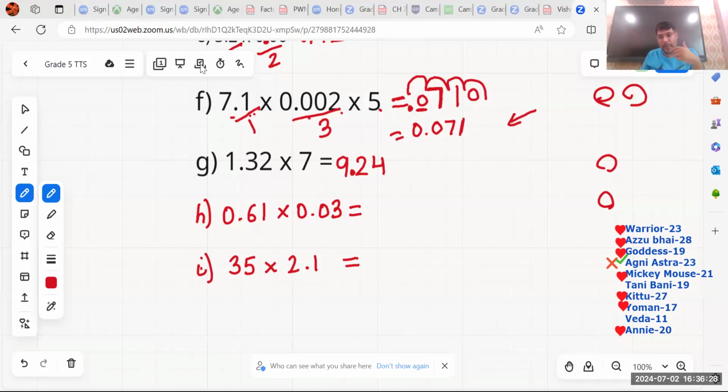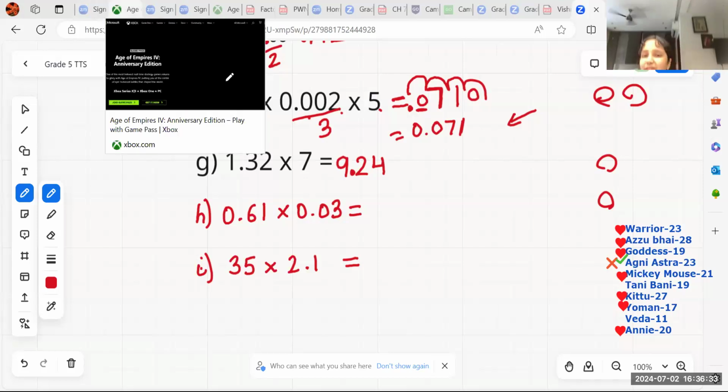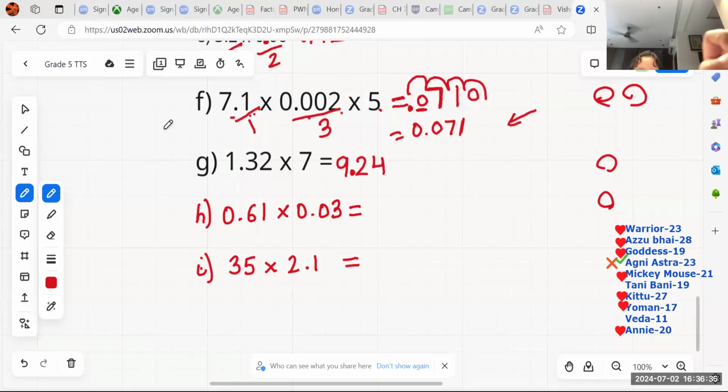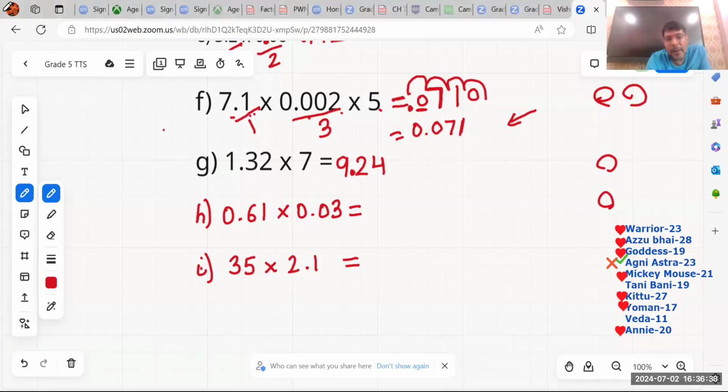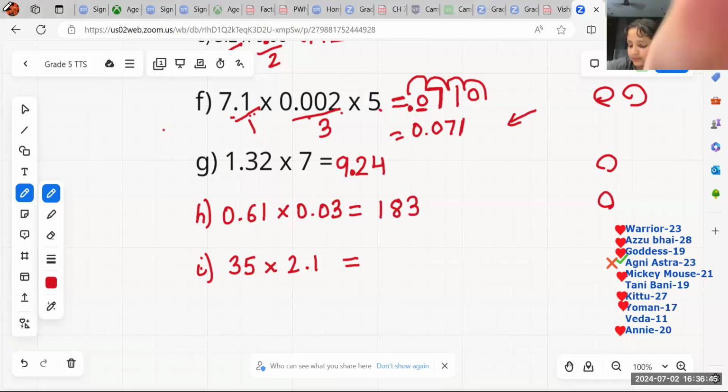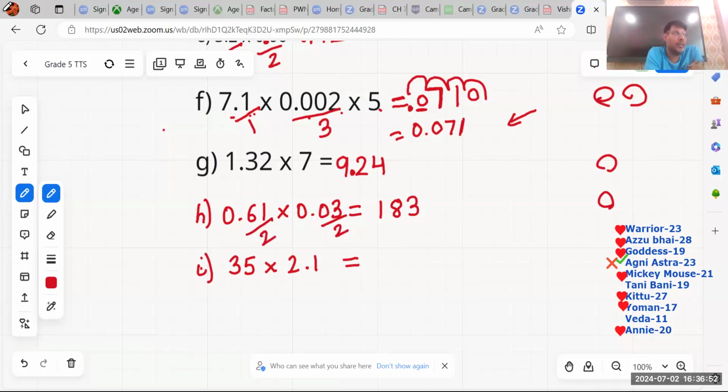So Aganya, what happened? Sir, I get confused with the placing of the decimal sometimes. Chalo, you multiplied, you got what? 183. Yes, sir. Now how many shiftings will I do? Two. Beta, two are in this one, two are in this one. So total how many shiftings will I have to do? Four. Is this clear to you? Yes, sir. Then why did you say 2, beta? Sir, I was thinking. Okay, chalo.